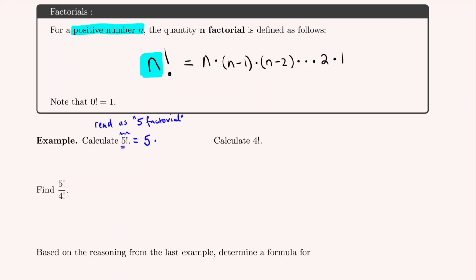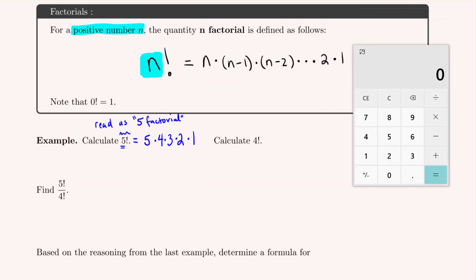So the preceding integer before 5 was 4, followed by multiplying by 3, then multiplying by 2, then multiplying by 1. And if you go through multiplying all the preceding integers, you will eventually end up at 1, and you always stop after you multiply by 1. So let's calculate exactly what is 5 factorial. It's 5 times 4 times 3 times 2 times 1. So 5 factorial, since it always follows this rule, will always be equal to 120.